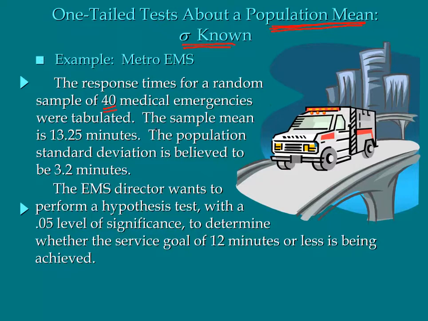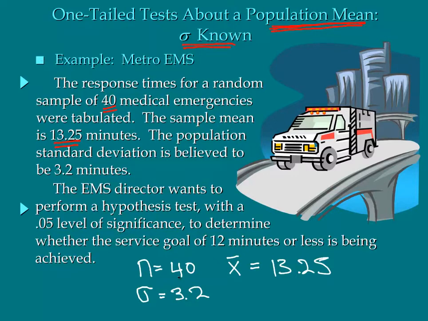Here's an example. The response times for a random sample of 40 medical emergencies were tabulated, and the sample mean was 13.25. Let's make a quick note of that. It's good to keep track of all the information you're given as you go along. So n equals 40, and x bar is equal to 13.25, the sample size and sample mean. The population standard deviation is believed to be 3.2, so sigma is 3.2.